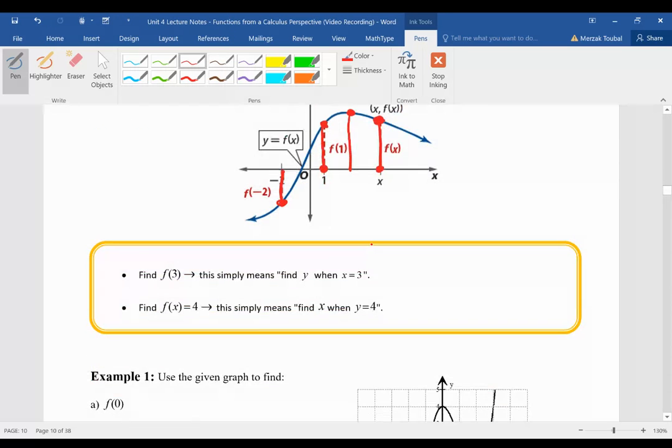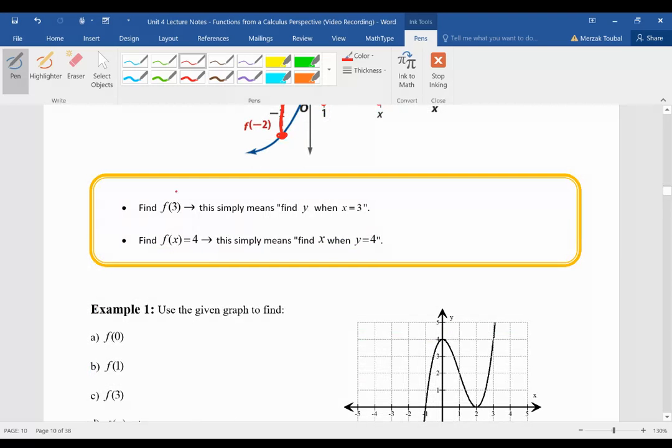Now, very important notation. If the question asked find f of 3 using this notation, f of 3, this means what is the value of y when x equals 3? So find y when x equals 3. How about if the question says find f of x equals 4? This means what is the value x when y equals 4? Or find x when y equals 4.